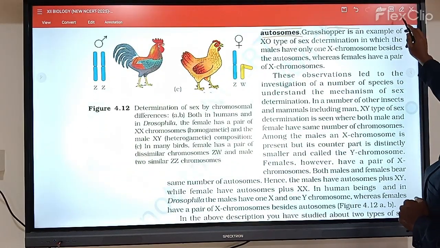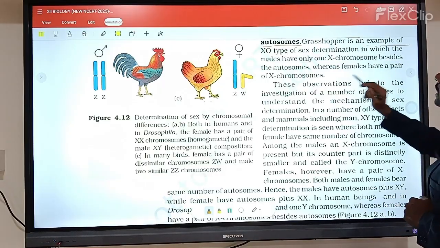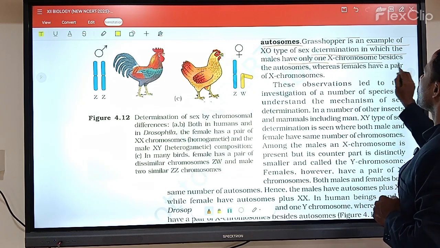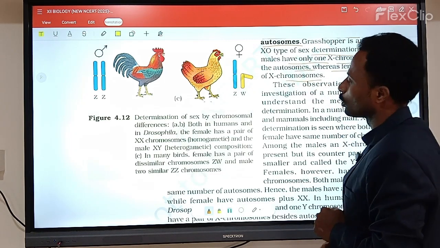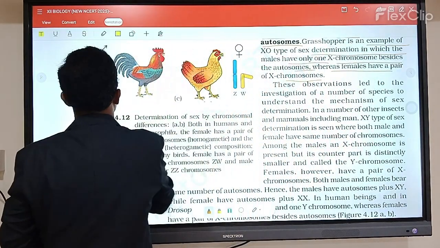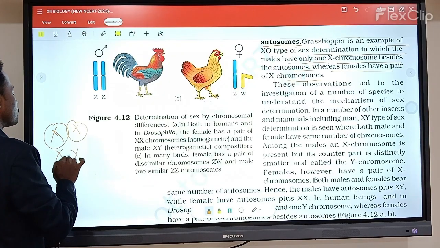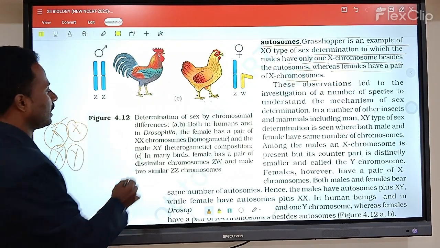The grasshopper is an example of the XO type of sex determination, in which males have only one X chromosome along with the autosomes, whereas females have a pair of X chromosomes. So, for example, here we take an X chromosome and an XY chromosome. Here X is the chromosome that expresses the character, as given clearly here.